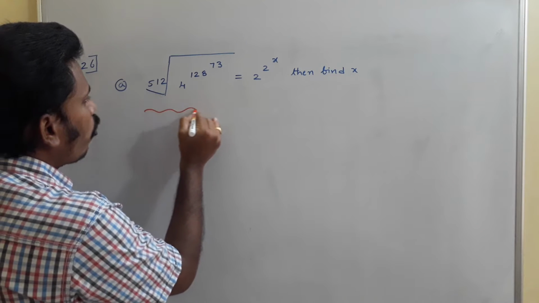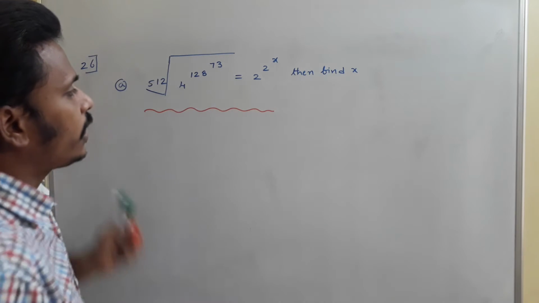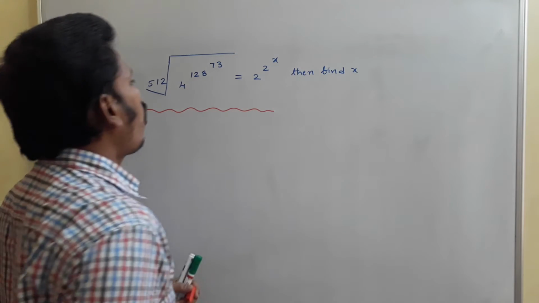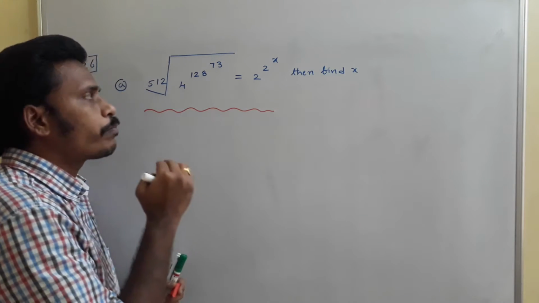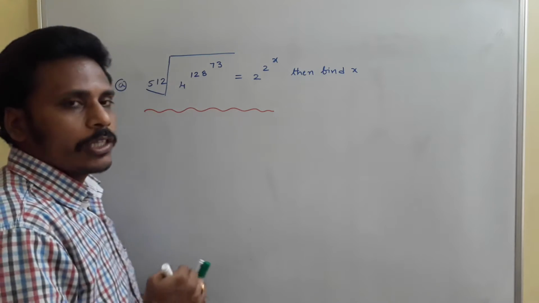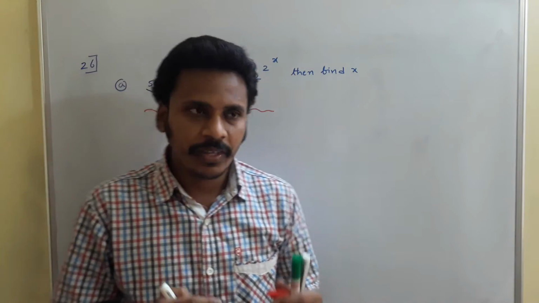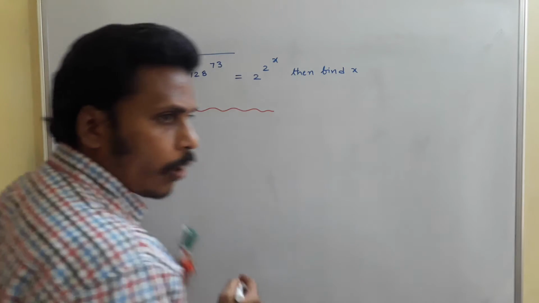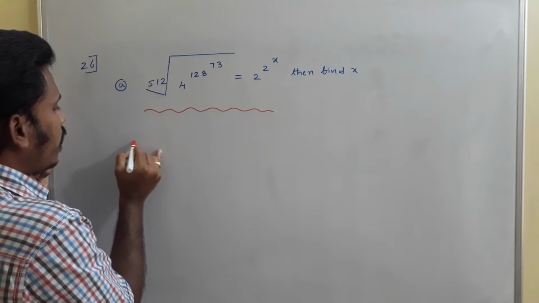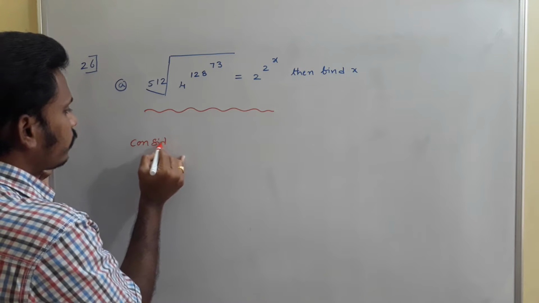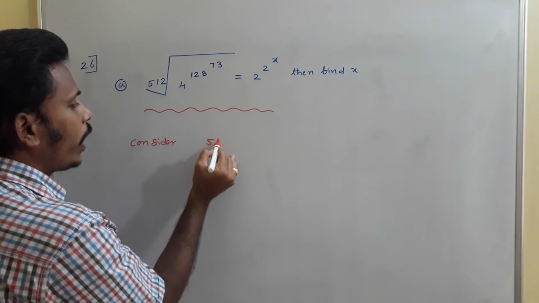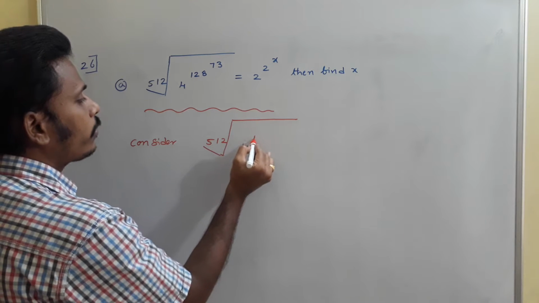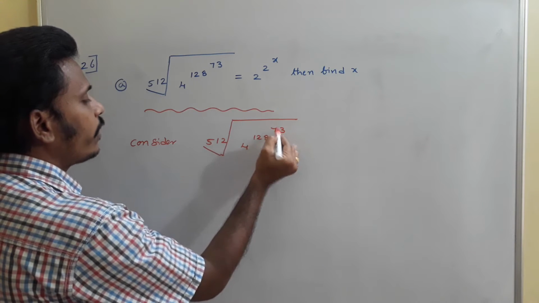If you observe, the 512th root of 4 power 128 to the power 73 is equal to 2 power 2 power x. That is given. You just start with the left side. What is this left side? Consider the 512th root of 4 power 128 to the power 73.